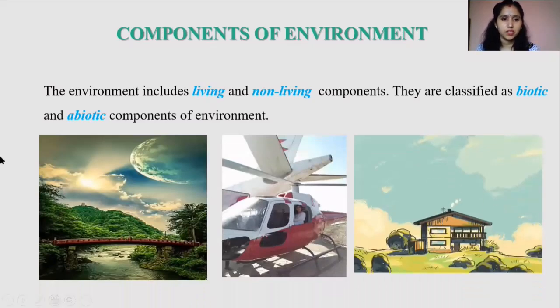You can see in the first figure, there are different forests, plants, breezes. Plants in the forest are biotic components. And water in the river is an abiotic component. In this way, you can identify. And here, the helicopter and planes are also abiotic, that is non-living components. And here, house, land, this is non-living component. But the birds flying here, plants, they are living components.